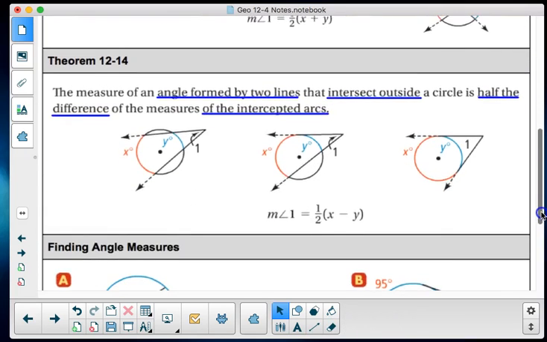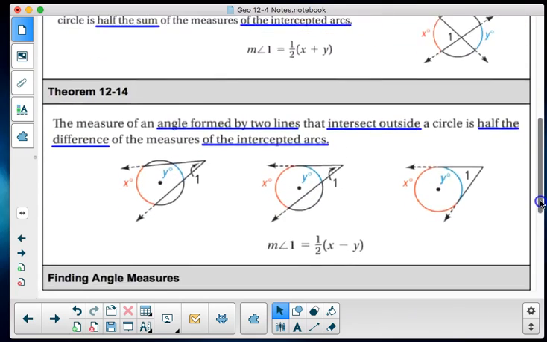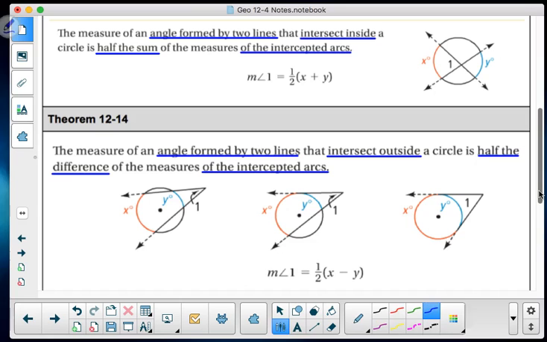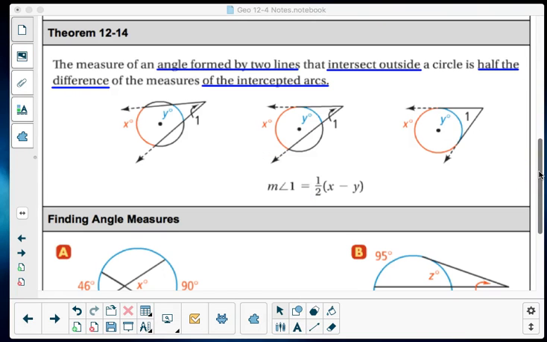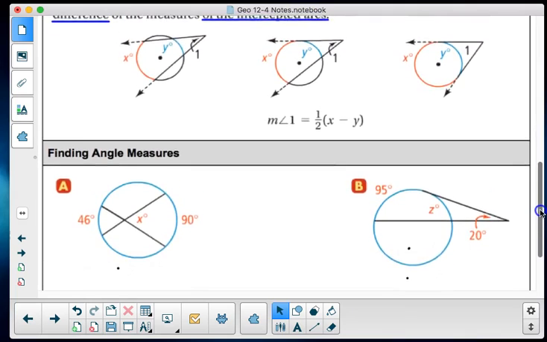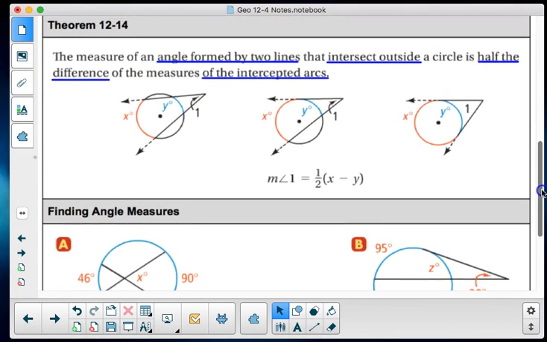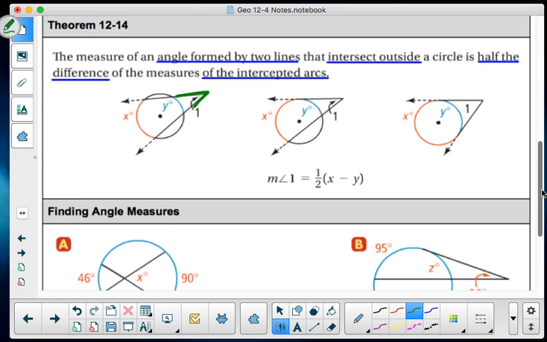So now let's check these out. Another theorem for angle value. Before we move on, this is all about the vertex being inside the circle. As soon as the vertex of the angle is outside the circle, we're looking at Theorem 12.4. The measure of an angle formed by 2 lines that intersect outside a circle is half the difference. So I find the difference of the measures of the intercepted arcs, but I want to make sure you understand which arcs I'm talking about.